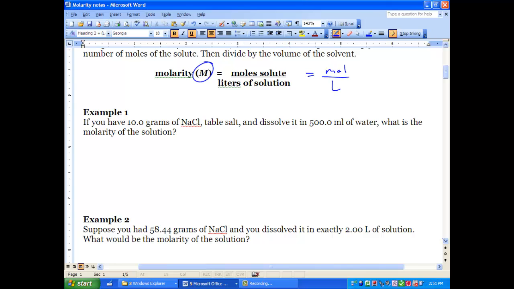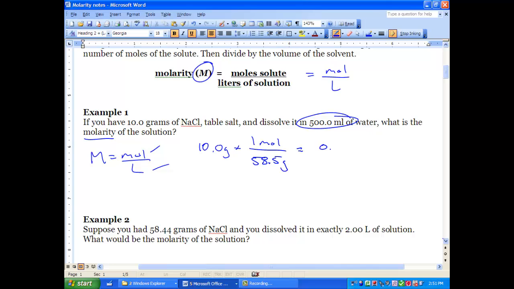So you have to find molarity. Molarity is big M, which is moles over liters. So you need two things. You need moles and you need liters. Well, it says you have 10 grams of NaCl in 500 milliliters of water. So there's your volume. You need to find moles. So you got to convert grams into moles. 10.0 grams. You want moles on top. NaCl weighs 58.5 grams. 10 divided by 58.5 is 0.1709 moles.